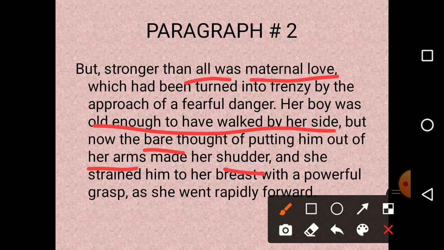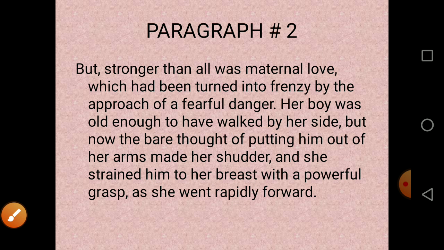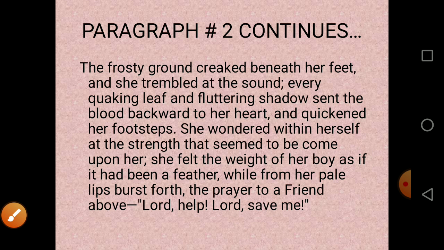Shudder means she was trembling. She only thought that she would have to leave him for two minutes or a little while. She cannot bear that thought. And she strained him towards her breast with a powerful grasp. What she did, she kept him closer to her chest, because she was just not thinking of losing him even for a minute, and she went rapidly forward. Rapidly means quickly forward. She quickly started running away or moving fast.